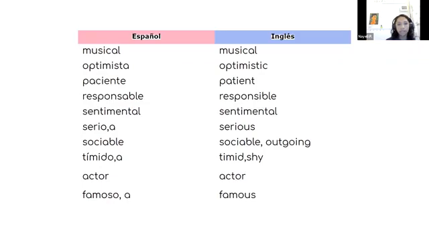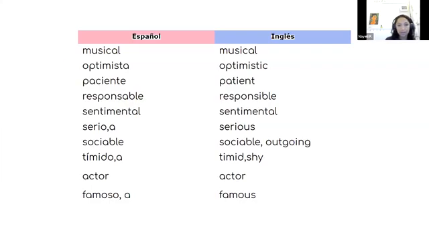Here's the other list. The second page has musical, musical, optimista. You hear my snaps? Every snap is a syllable. So, optimista.